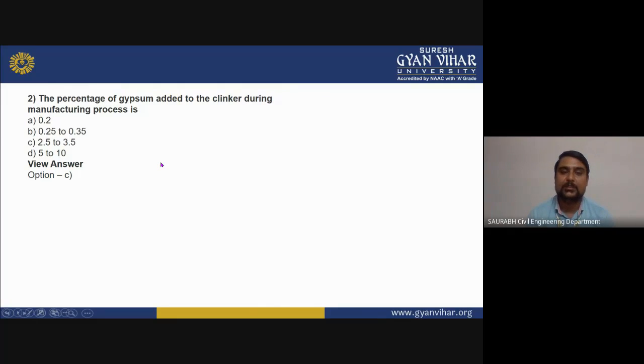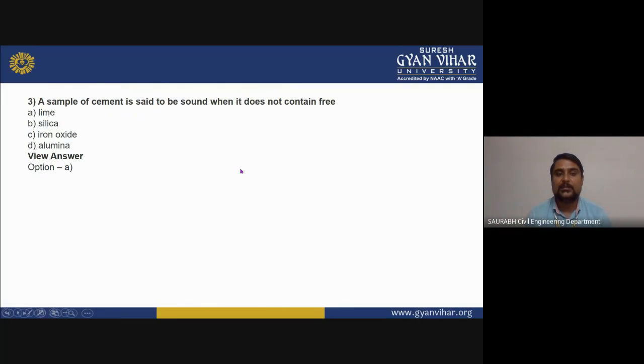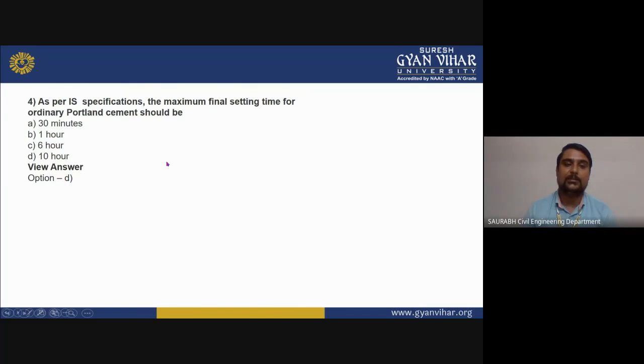Now we will see: the percentage of gypsum added to the clinker during the manufacturing process is. Here the right answer will be, as you can see, 2.5 to 3.5. This is the percentage of gypsum which we use in the clinker. Third question: a sample of cement is said to be sound when it does not contain free lime. And this is a question which is related to lime. As you can see, a sample of cement is said to be sound when it does not contain free lime, silica, iron oxide, or alumina. Here the right answer will be A, lime.